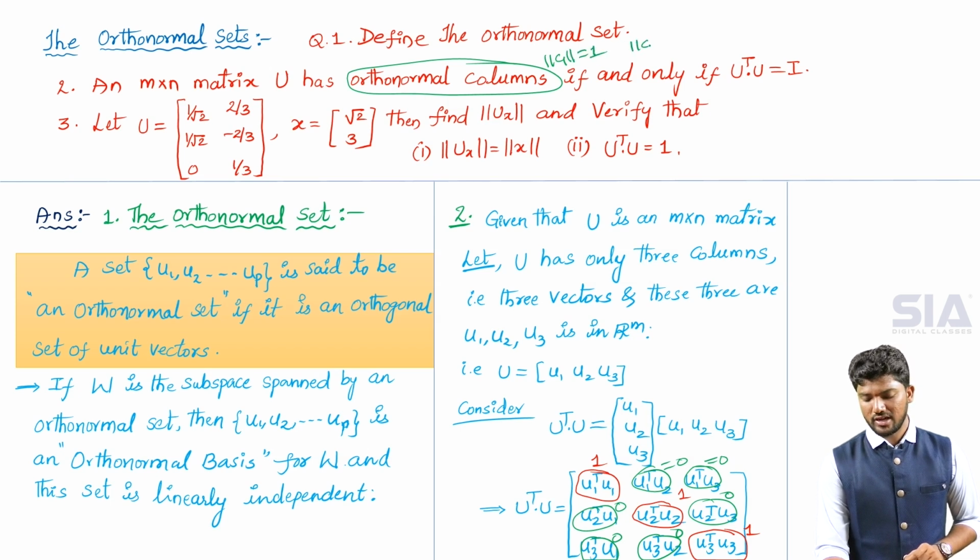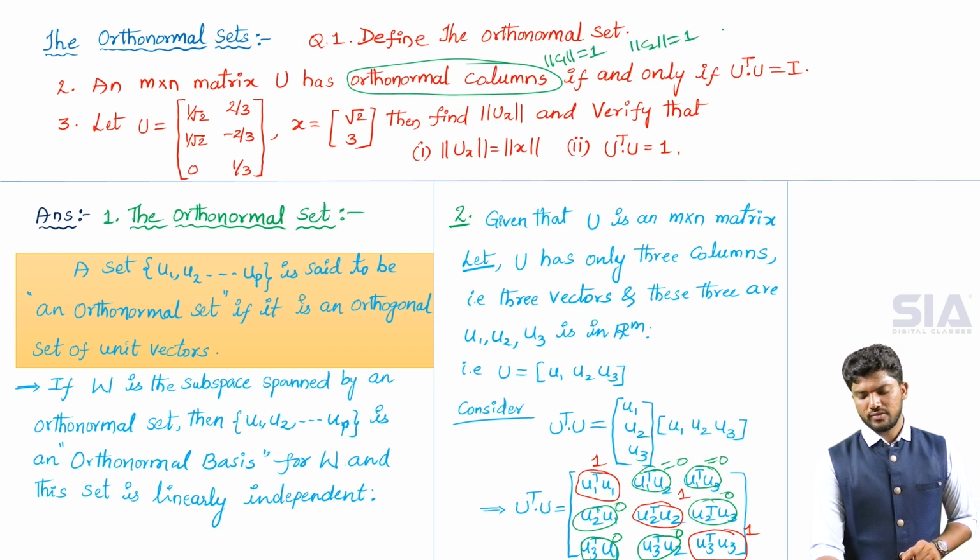If you take the second column C2, that length is equal to 1. If you take the third column, that length is also equal to 1.